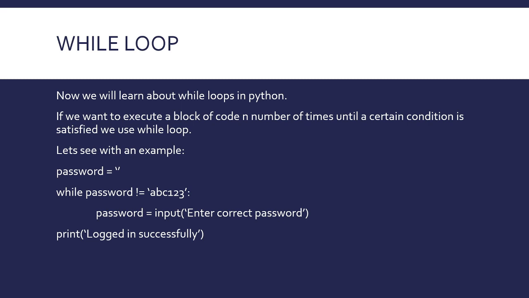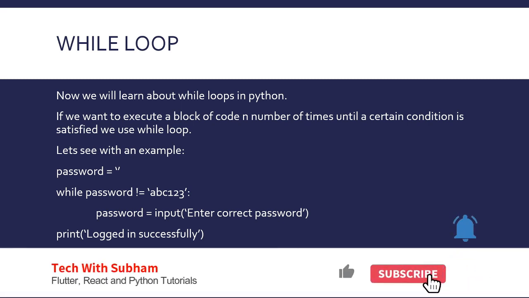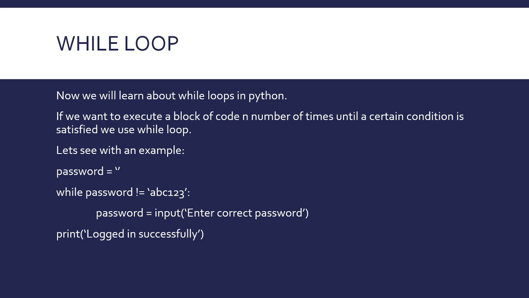After abc123 you can see two dots, that is called a colon. Whenever you type the colon and press enter in VS Code, you will see that the following line is automatically indented. 4 spaces will be automatically there to indicate that the following line is the block of code that we want to run inside the while loop.